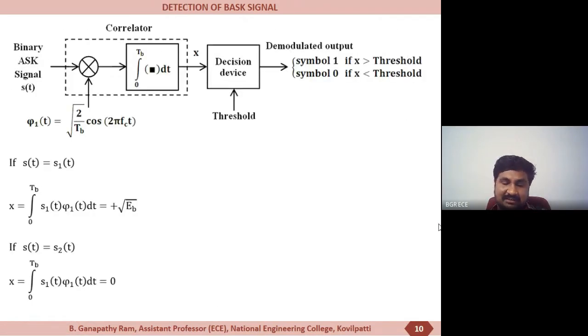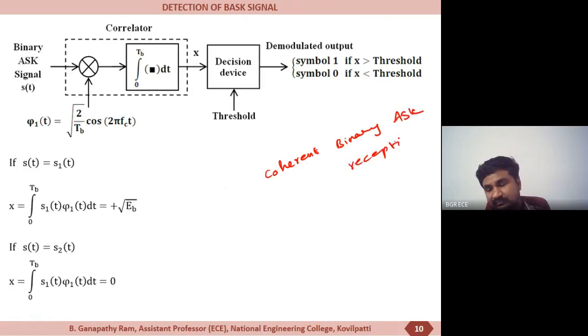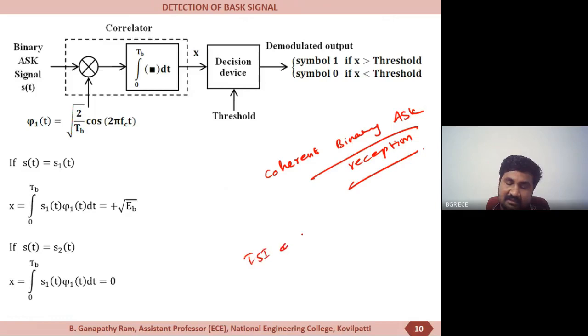Let us discuss the detection of coherent binary ASK signal. Here we are assuming that it is an ISI and AWGN free channel.